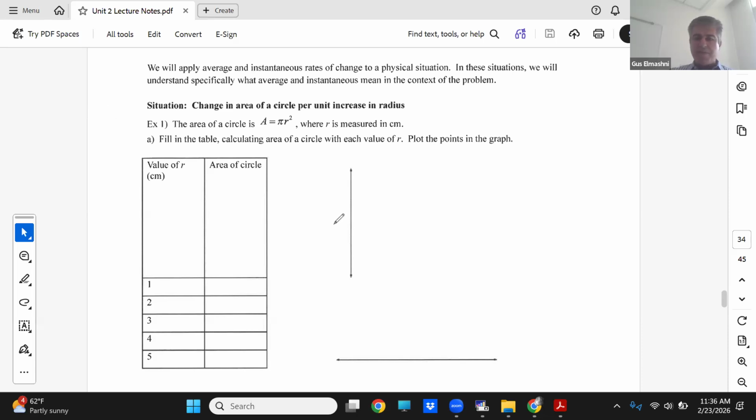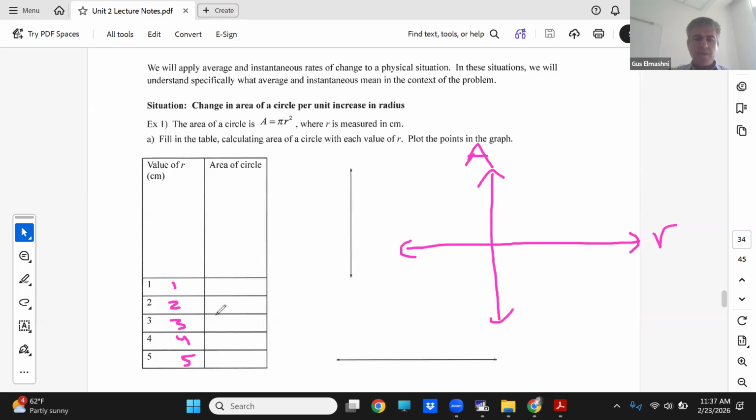Actually, this graph is off. Ignore that, those are supposed to be touching. Those are supposed to be axes. That's terrible formatting, my apologies. So we'll let R be X, we'll let A be Y. And let's look at different values. So of course my area could change. It'll be pi, 4 pi, 9 pi.